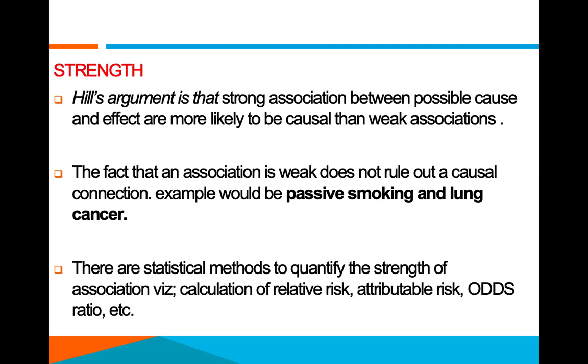It is true. So there can be an association between two variables, weak as it may look. It is up to us to determine the strength. The fact that an association is not strong does not mean it is not there. It may be existing, but the strength may be weak. So we are saying there are statistical methods to quantify the strength of association.